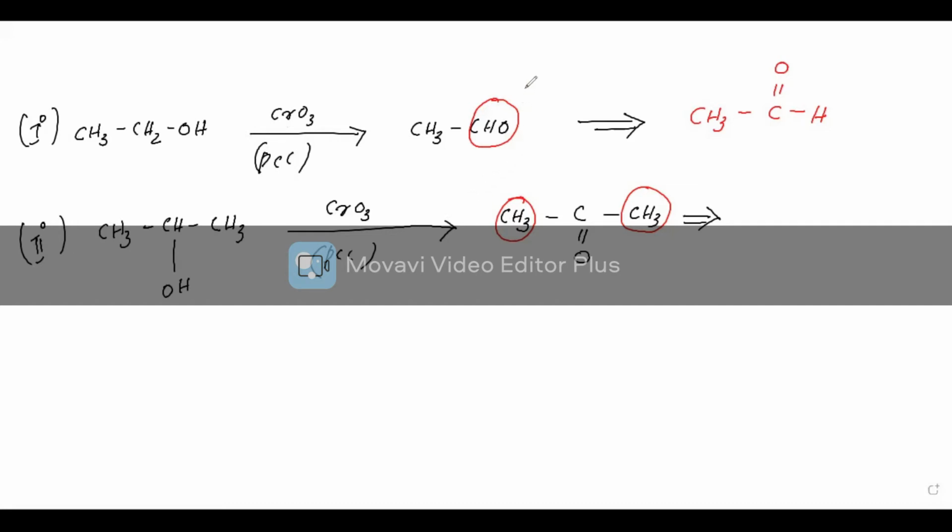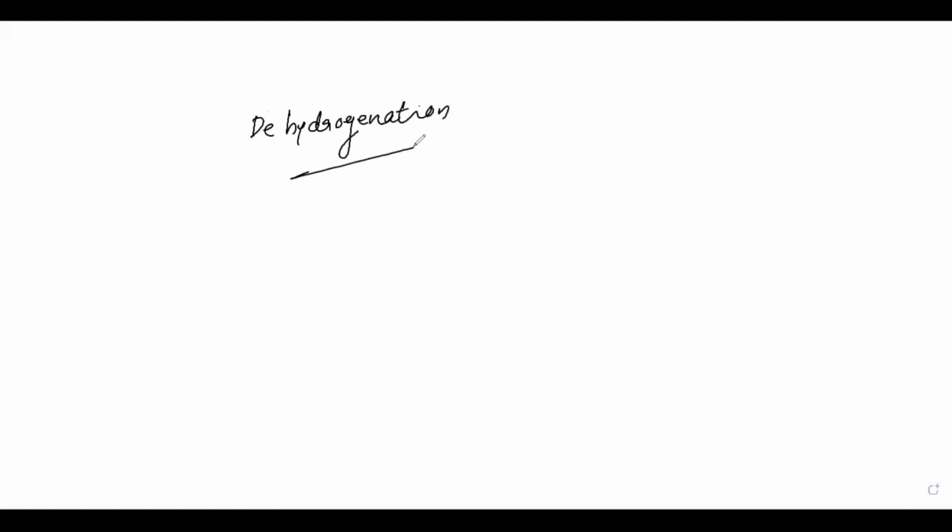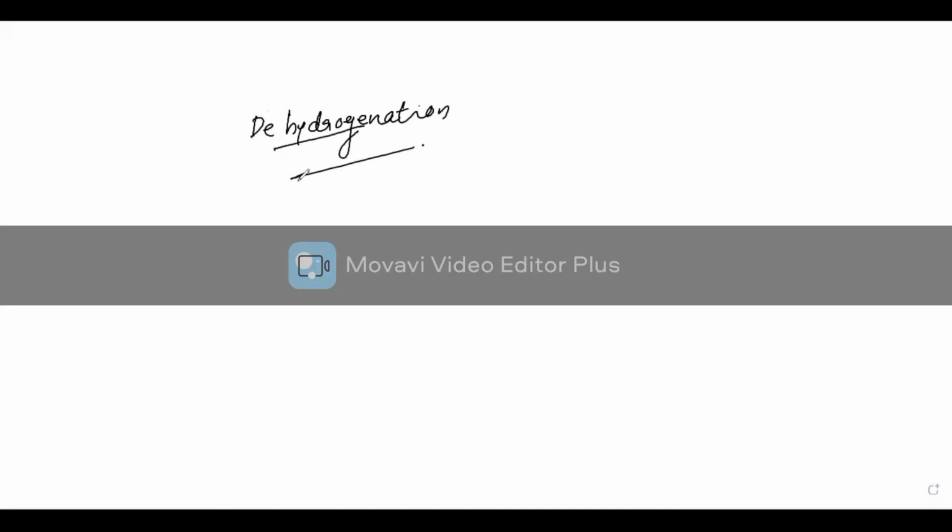And the second one is the dehydrogenation of alcohol. What do you mean by dehydrogenation? Dehydrogenation is the process of the removal of hydrogen. Clear?